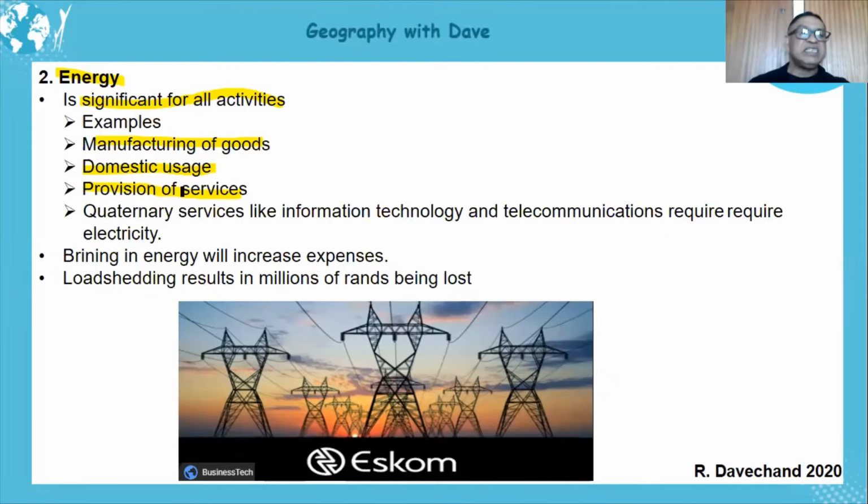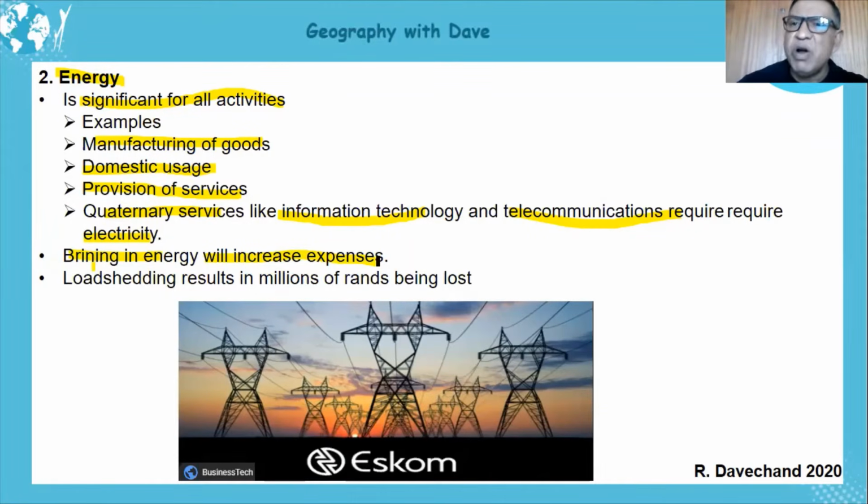Okay, quaternary services like information technology, telecommunications, computer programs. You understand? All those things need energy, electricity. Okay. So bringing, and this is wrong, I should have put a G there. Bringing, I'm making bringing. All right, so it's a G there. Bringing energy in will increase expenses. Places where there's lack of raw materials to produce the energy make it very, very expensive. You understand? Alternate ways have to be looked at in order to bring this in. All right.